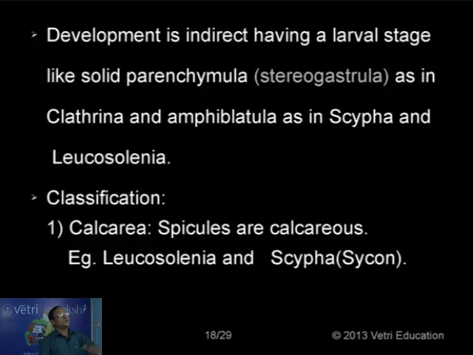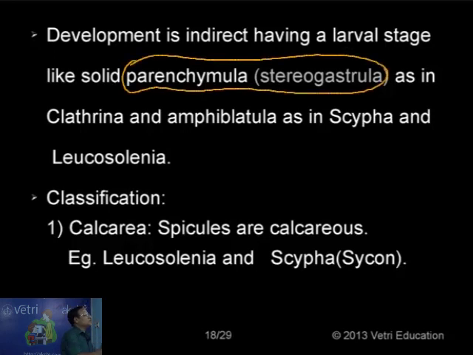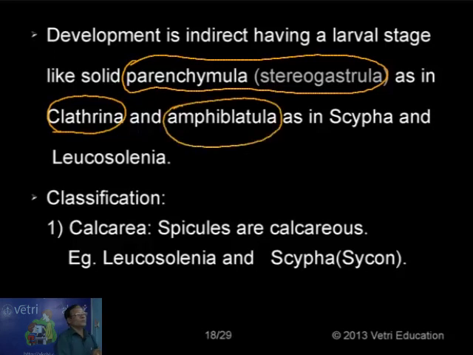And here there are two larval stages. In one case, the larva is a solid larva, actually a ball of cells. There is no hollow cavity. Such a larva is called a parenchymula or stereogastrula. This is a solid larva, as in the case of Clathrina, one type of sponge. But in the case of Sycon and Leucosolenia, there is a larval stage called amphiblastula. It is a hollow blastula-like structure, so one is solid, this one hollow.